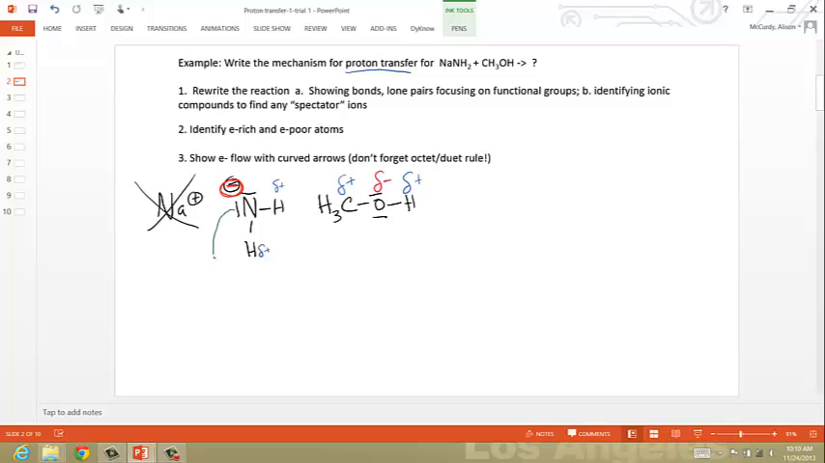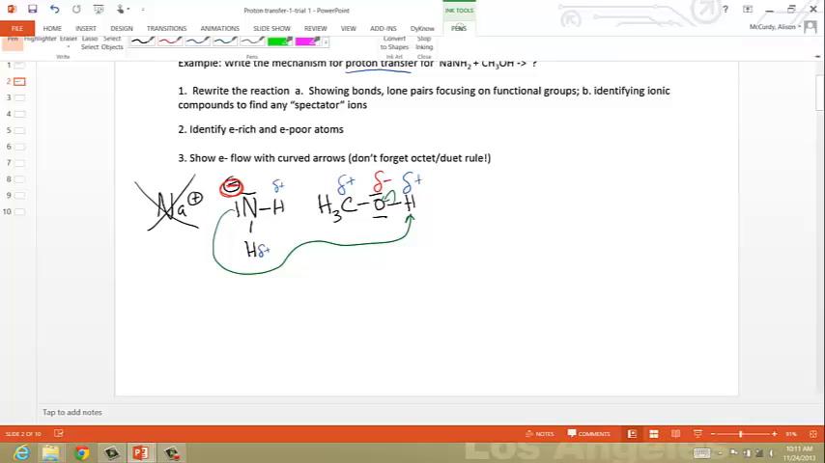So we'll take a lone pair on nitrogen, doesn't matter which one, show it making a new bond with hydrogen. In order for it to make a new bond with hydrogen, if we don't want to violate the duet rule for hydrogen, we have to break a bond, right? So to make a bond to hydrogen, we'll have to break a bond, so the only bond we can break is this one to oxygen. So that means the bond pair is now going to become a lone pair on oxygen.